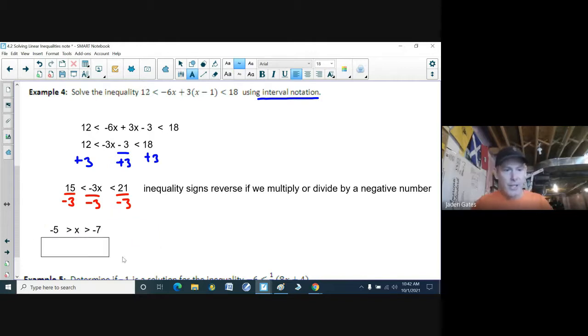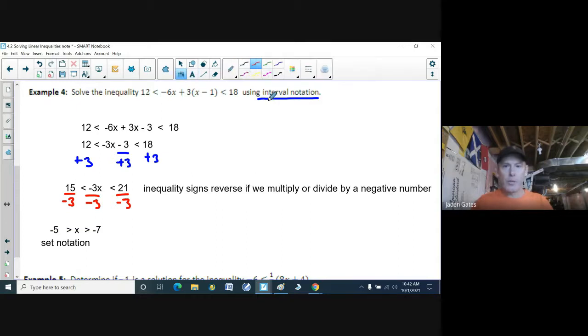But again, this here is set notation. And we want interval notation. That's what we're looking for here. Now, it says x is between -5 and -7. Now, again, x is greater than -7, but less than -5. You got to remember that -7 is a smaller number or more negative, or how's this? Farther left on our number line.